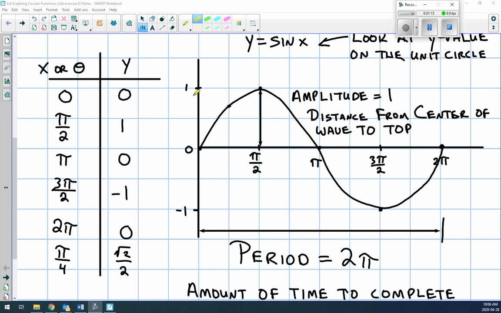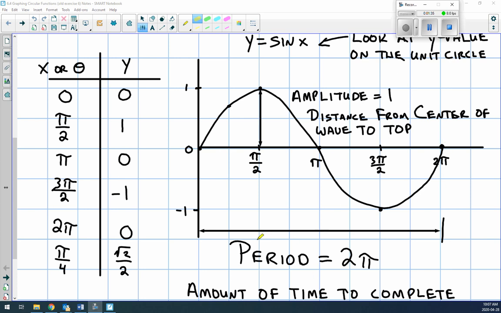So y is 1 to negative 1 on our unit circle, and then the x values are going to be all our radians: 0, pi over 2, pi, 3 pi over 2, and 2 pi. Now, we did this pi over 4, this 45, so you can see, oh yeah, it's right there, 0.707, root 2 over 2. So what you get is a beautiful little curve here. That's a sine curve, and that is the period in this case.